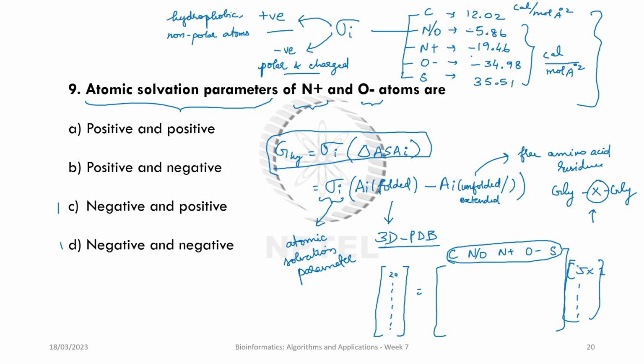So going with these values, N plus has minus 19.46 and O minus has minus 34.98, meaning both are negative. Option D is the right answer.